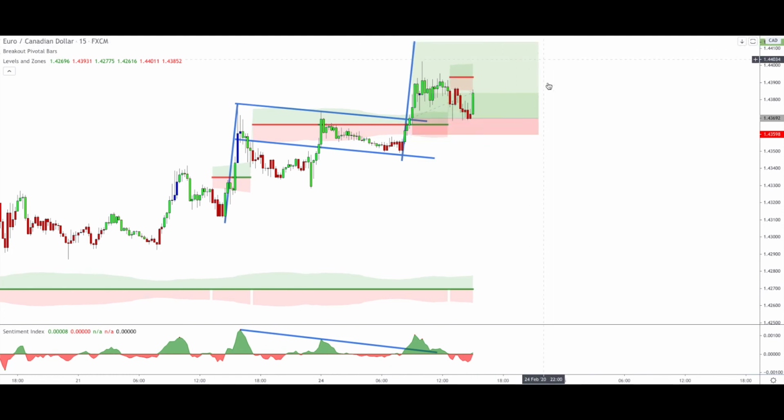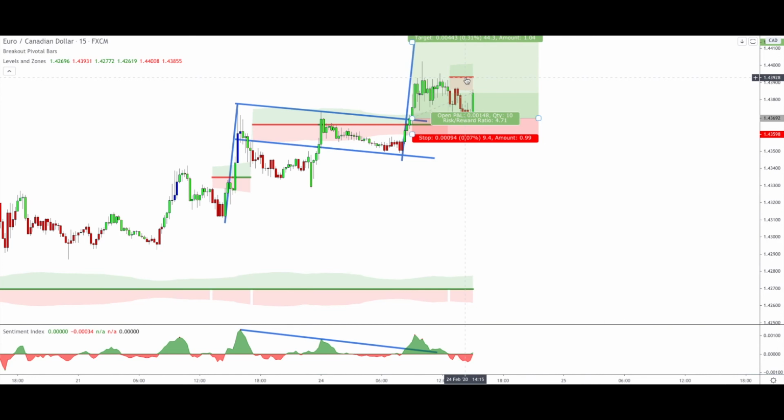It's, of course, not a given, because we still need to get past this resistance line, but we should now be on the bullish side of the trade, because the candle is green, and also having a look down here, it looks like the market is turning bullish. Okay, so guys, I'll keep you posted.